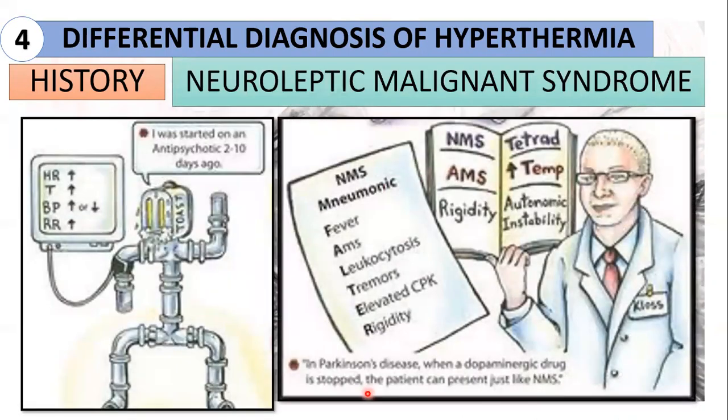Next is the neuroleptic malignant syndrome. This is associated with intake of antipsychotic drugs 2 to 10 days. As you can see, the patient will usually manifest with elevated vital signs here, and the most prominent would be hyperthermia. NMS has a tetrad. It includes altered mental status, rigidity, elevated temperature, and autonomic instability. So, it is very, very important to note any drug intake of a patient.